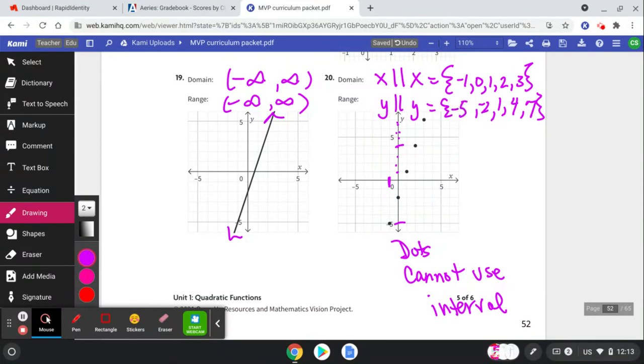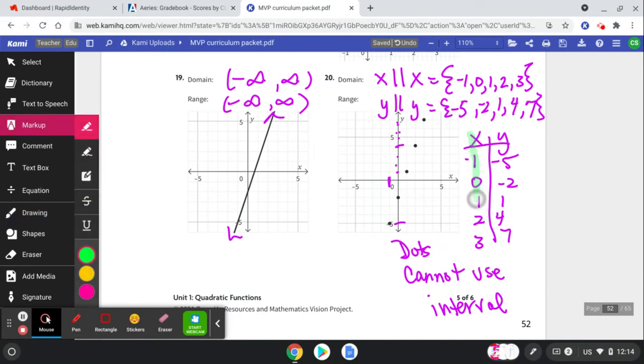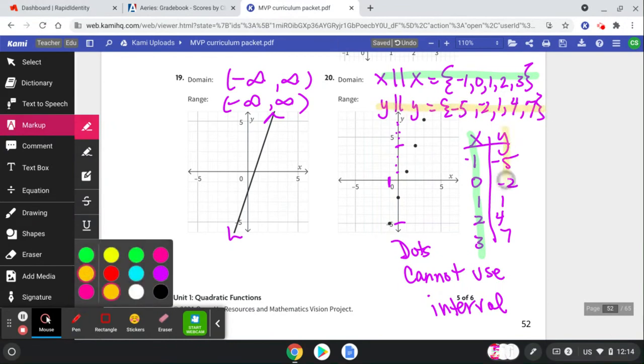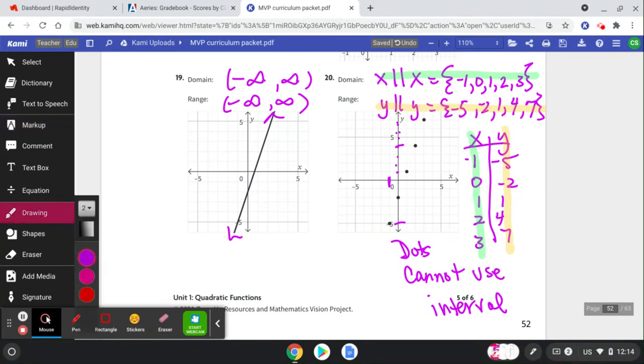Now, some people like to actually just make a table of values for a graph like this, where the first dot is at -1, -5. Second dot is at 0, -2. The third dot is at 1, 1. Fourth dot is at 2, 4. Fifth dot is at 3, 7. And it makes it easier for them to see that all these values are your domain and all these values are your range. And we're always going to list them from least to greatest. Was that more helpful to do it in terms of a table, listing out the X's and Y's so you can see that domain and range more easily?